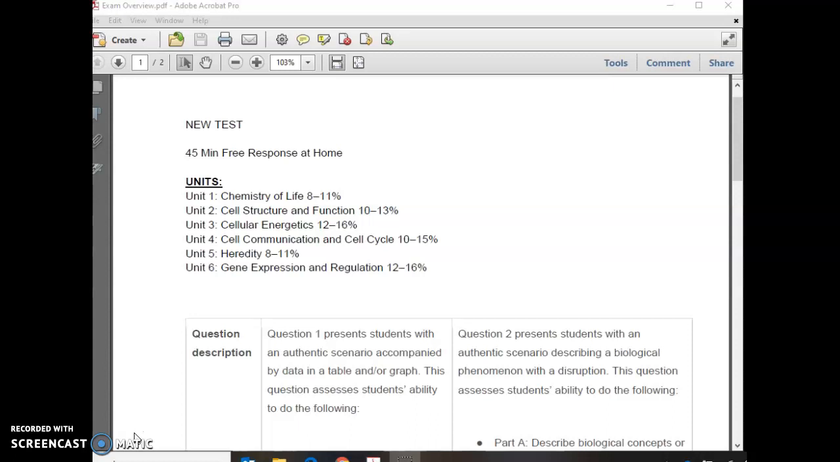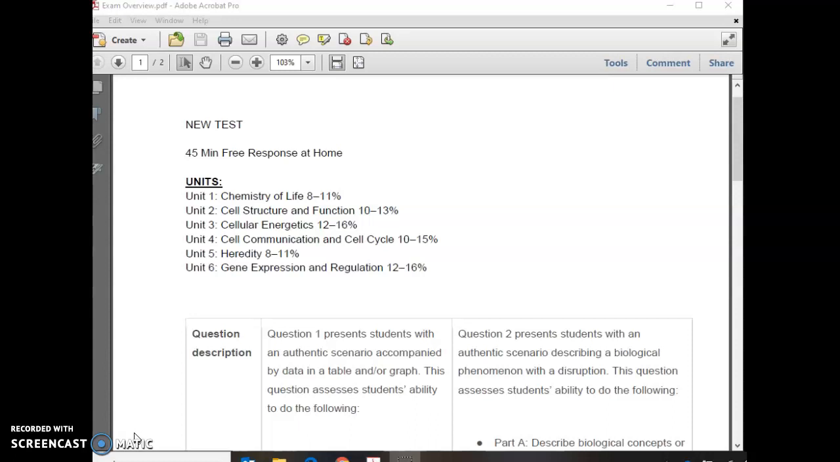So starting with topic one, you probably are aware that you will be taking the AP biology exam at home on Monday, May 18th at 2:00 p.m. It is a 45-minute free response, so that's a writing exam. And this is going to be two questions. Okay, so two free response questions.